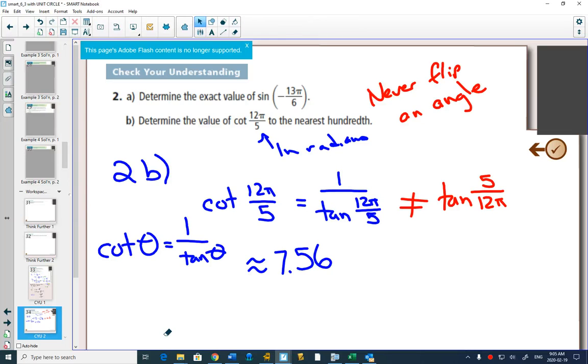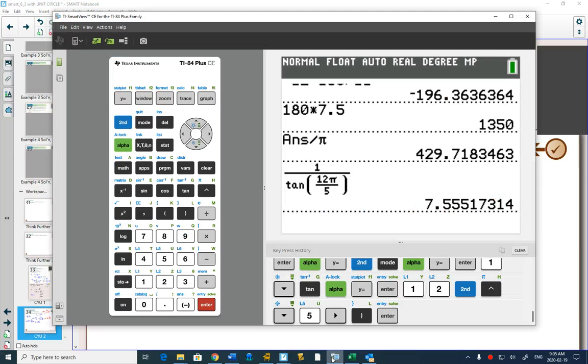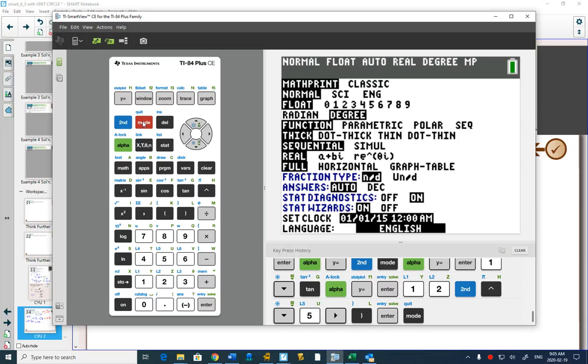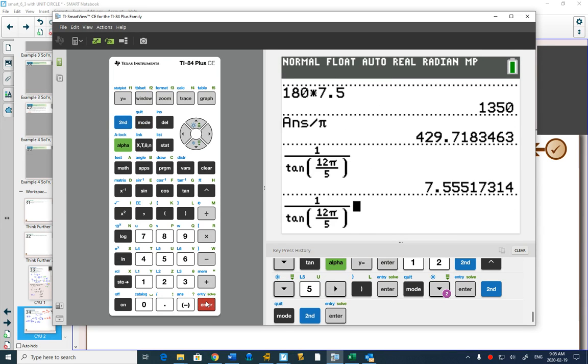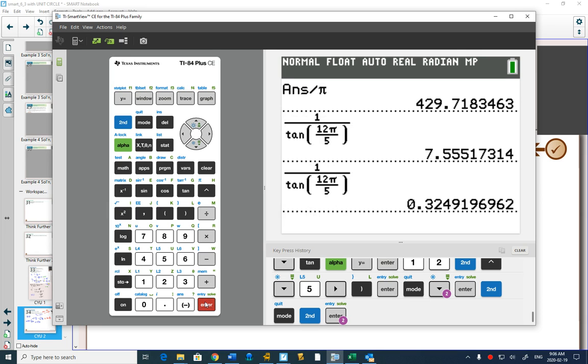Did I do a check on my calculator to see if my angle was in radians? Well, what would I have to do? I'd have to go to my mode button, and then I realize, oh, I just did an error. My calculator was in degrees. That 7.56 is not right. You think it's right because you just push things into your calculator, and everything should be right, but you need to make sure that your calculator is switched into radians. And now the actual answer is 0.32.